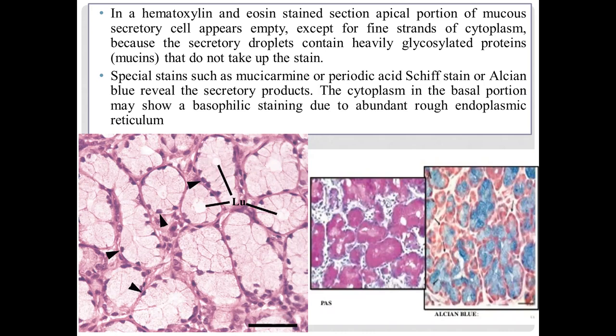So for viewing these mucin types, you have to use special stains such as mucicarmine. This is the mucicarmine stain, or the PAS stain, that is the periodic acid-Schiff stain, or Alcian blue stain. These will give specific colors to this mucin. So for example, Alcian blue is blue in color, as you can see here.